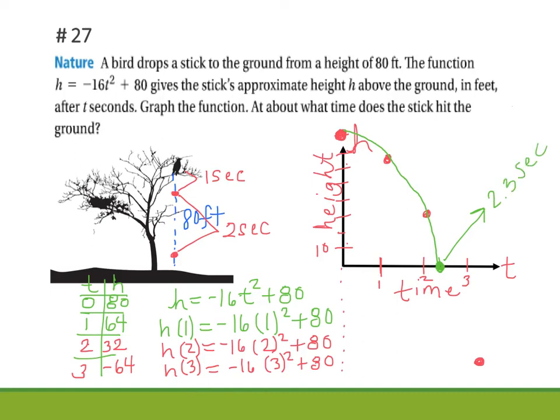Now remember, from the graph we can get an estimate, but there is a way that we can mathematically calculate the amount of time that it takes for this particular stick to hit the ground. And that's what I'm about to do. So again, my function is h equals negative 16 t squared plus 80. I'm wanting to know, well, when is the height of the stick going to be 0? Because a height of 0 is ground level. So I'm going to replace height with 0.